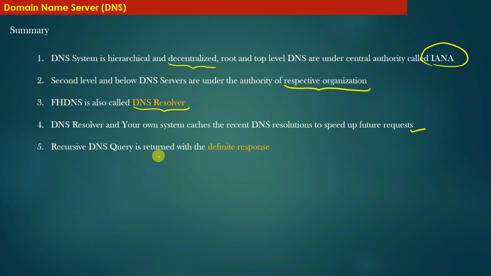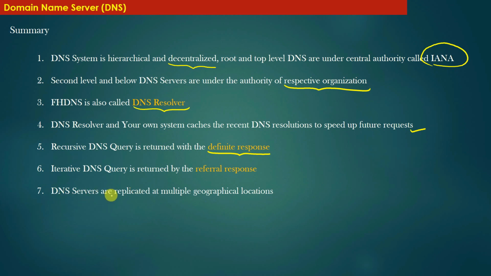A recursive DNS query is returned with the definite response. Here it means that it is the first hop DNS server which has the responsibility to return the definite response to the recursive query. An iterative DNS query is returned with the referral response by the first hop DNS server. DNS servers are replicated at multiple geographical locations. And what is the reason behind it? The reason behind it is high availability, redundancy, fault tolerance, and also load balancing.